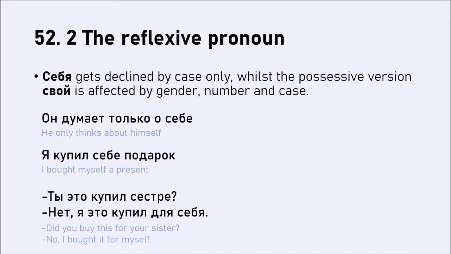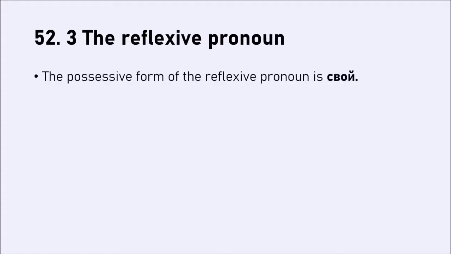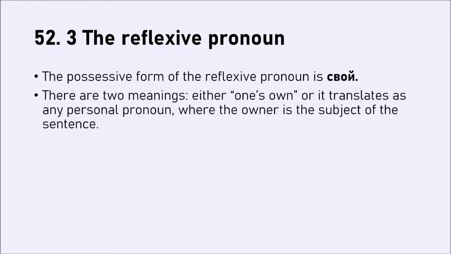I don't want to make this any harder for you, so let's have a look at свой now, which is the possessive form. Now this can have two translations. It either means one's own, so something that you own, it's your own thing, or it translates as any personal pronoun where the owner is the subject of the sentence. Quite confusing, let's have a look.